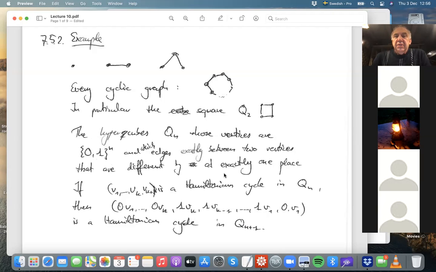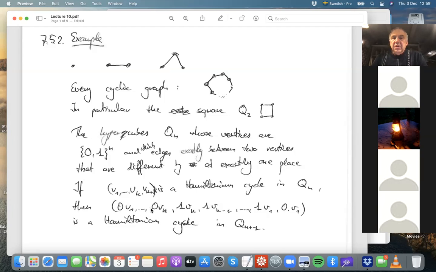Now to get a Hamiltonian path, if you know how to create a Hamiltonian path for graphs for a given n, you can create a Hamiltonian path for the next dimension n plus 1. And here is the idea. If this v1, v2, and so on up to vk is a Hamiltonian path in the graph Qn, then to get a Hamiltonian path in the graph Qn plus 1, you do the following. You put 0 v1, 0 v2, 0 v3, and so on, 0 vk. So you'll get sequences of length n plus 1 here.